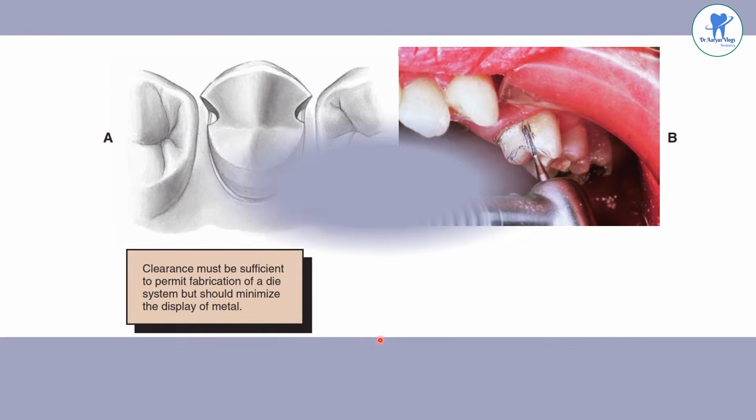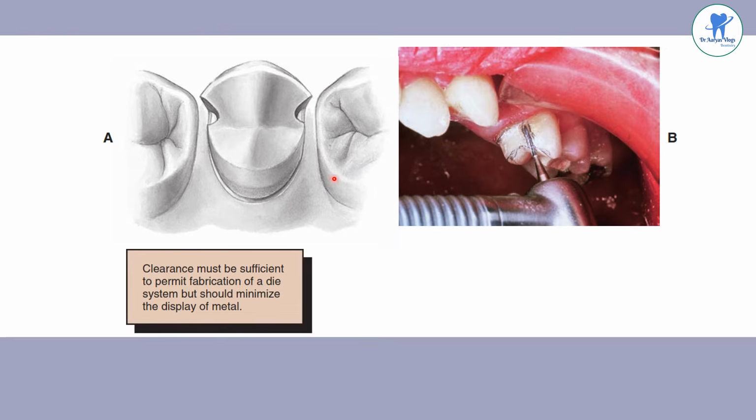And this is the correct placement of the mesial margin of a partial coverage restoration, and it is essential for good aesthetics. To allow proper access for finishing, the restoration must extend just beyond the contact area, but the metal must remain hidden from the casual observer.